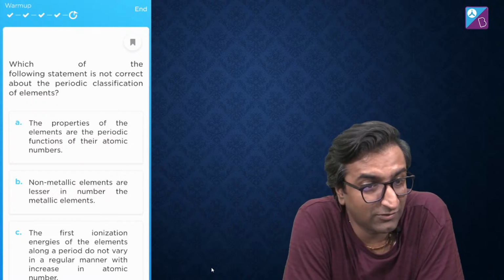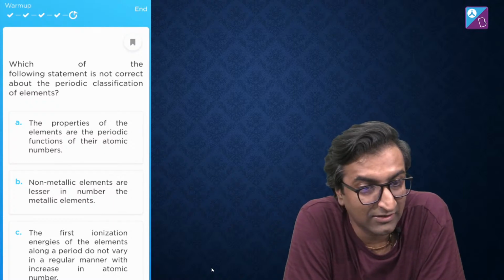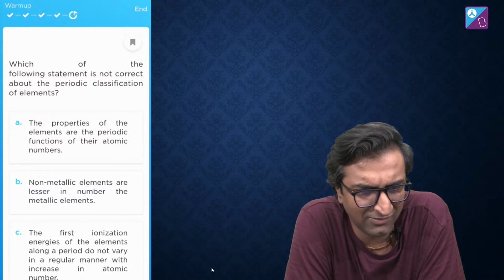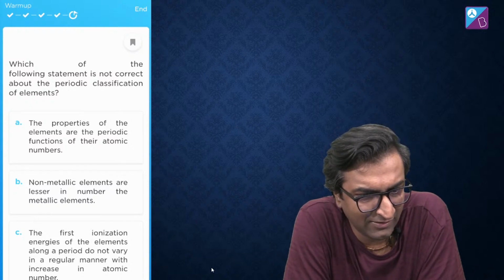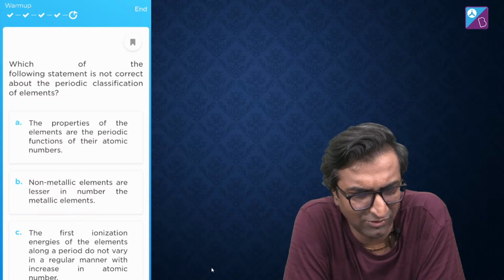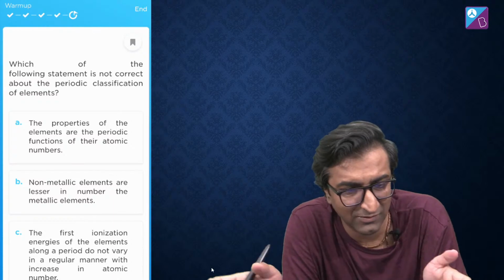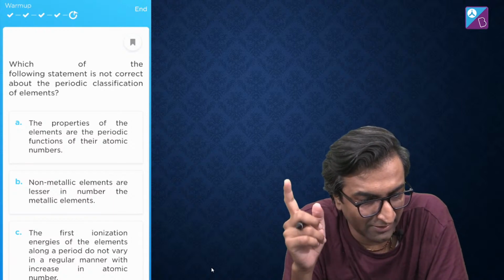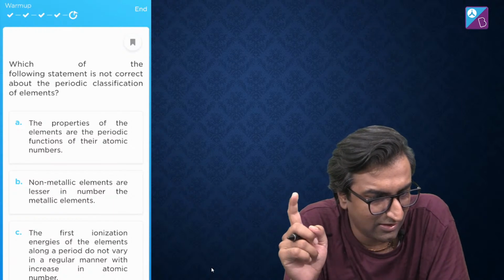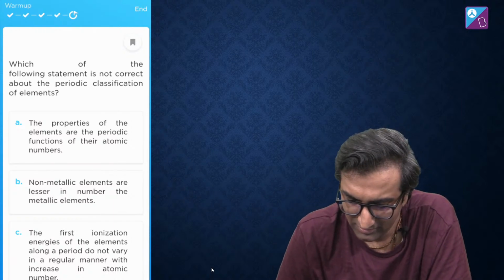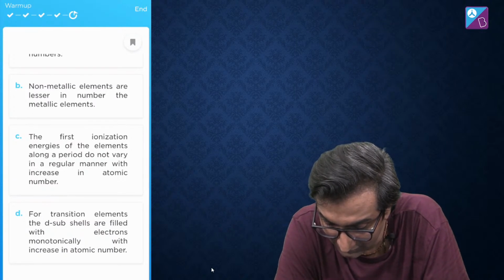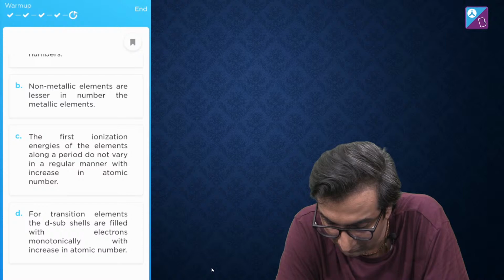Okay, इसका क्या है सवाल? Which of the following statements is not correct about the periodic classification of elements? So properties of elements separated from each other. This is really easy. Non-metallic elements are less in number than metallic elements. Let's see. देखता हूँ, याद नहीं आ रहा मुझे. I mean, I think so. Yeah, D block पूरा बीच में metallic बड़ा भरा हुआ है. The first ionization energy of the elements along a period do not vary in a regular manner. C is weird, but C also could be correct actually. Let's see D. The transition elements, D subshells are filled with electrons monotonically with increase in atomic number.